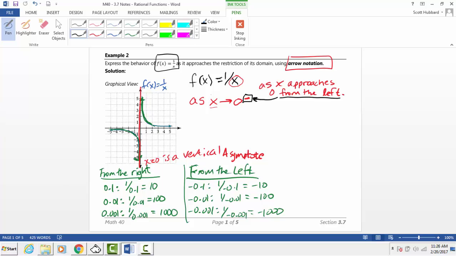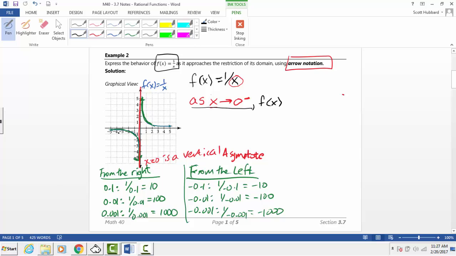I didn't come up with it. It's just the way math people write it. So anyways, if I read this out as a sentence, this says, as x approaches 0 from the left. Okay? And then what we care about is, as x approaches 0 from the left, what does the graph do? What does f of x do?